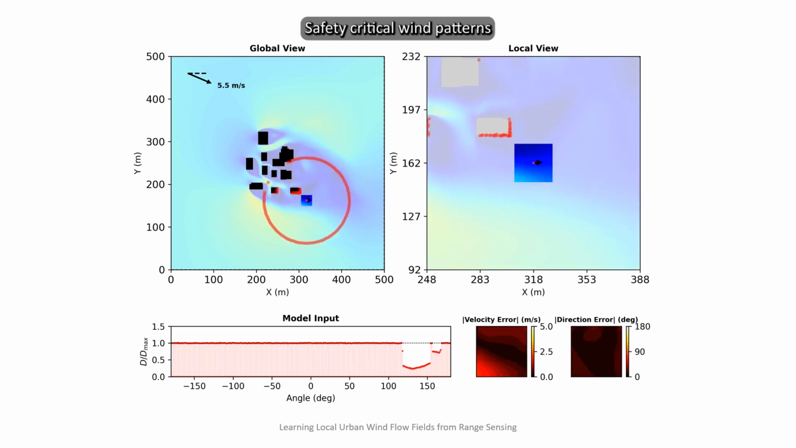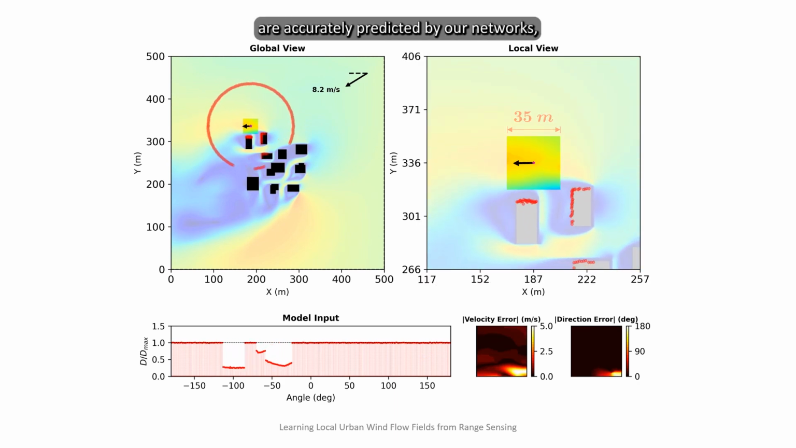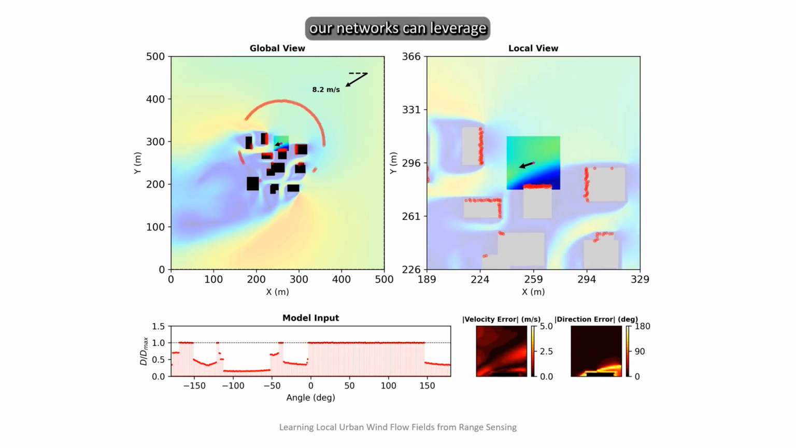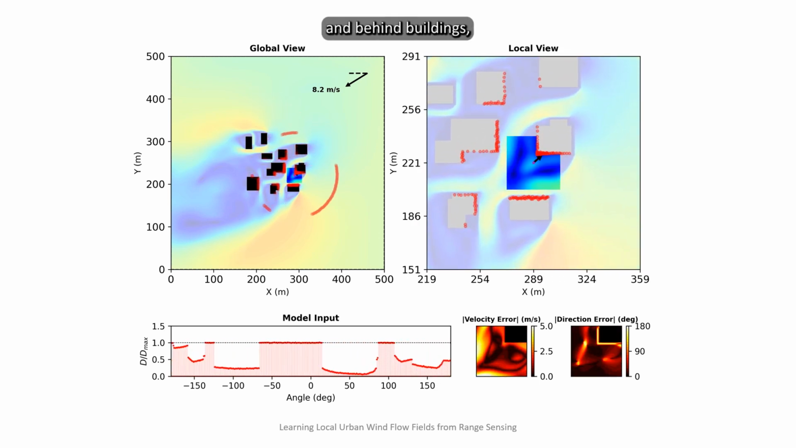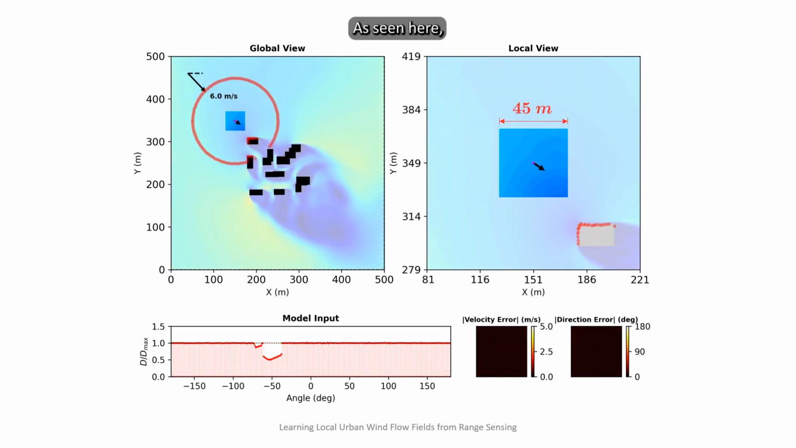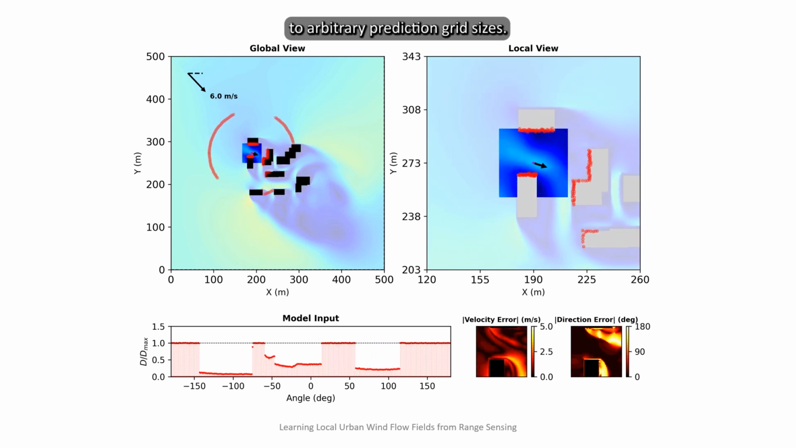Safety critical wind patterns such as channel flows, corner accelerations, and even building wakes are accurately predicted by our networks despite very limited knowledge of the map. In fact, our networks can leverage patterns in the training data to predict flow around corners and behind buildings, even though these regions are occluded. As seen here, our method can also be applied to arbitrary prediction grid sizes.